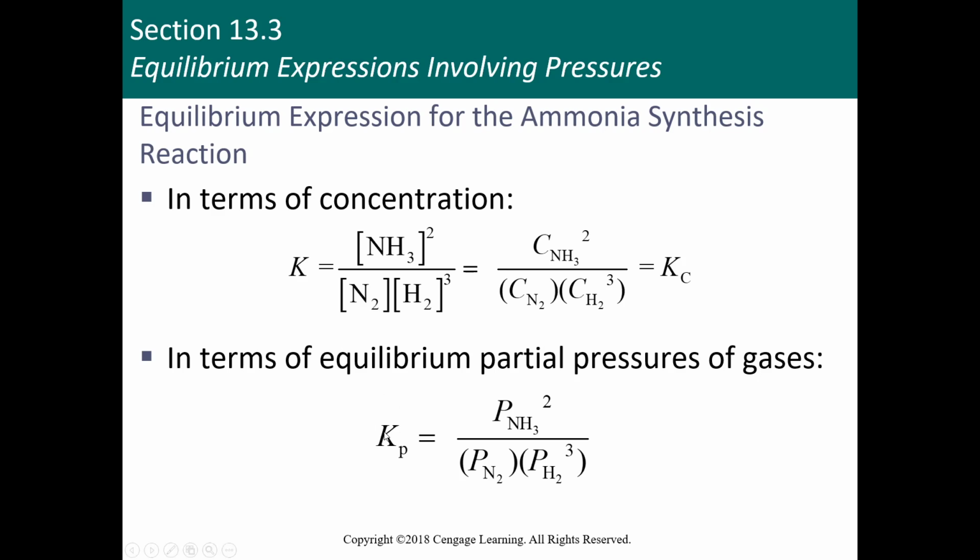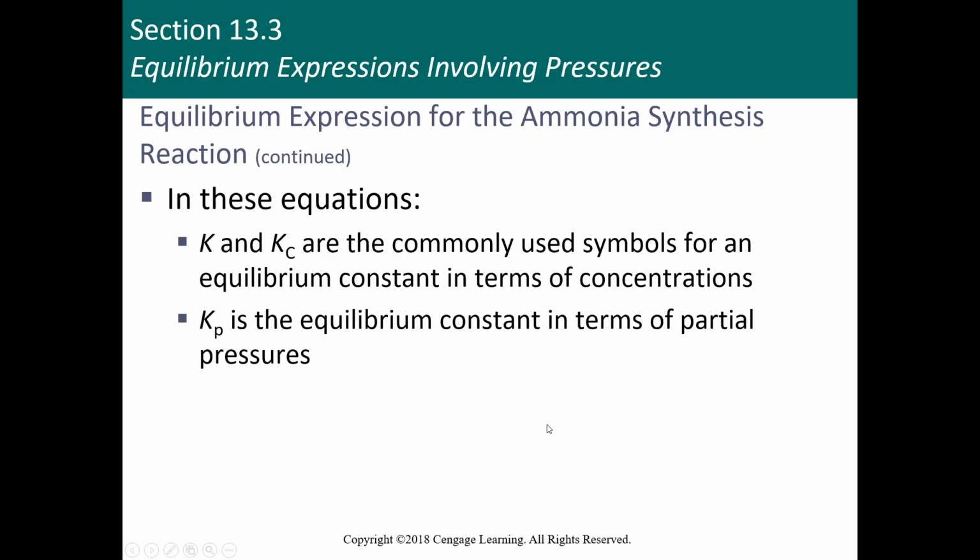So right here we see that a Kp is going to be the equilibrium constant with respect to pressure. And so, of course, we have the same thing. It's still products over reactants. It's still to the powers of their coefficients, just like before. It's just you're going to be using pressure terms, partial pressure. And so, again, this will be unitless here. These will be in partial pressures in atmospheres.